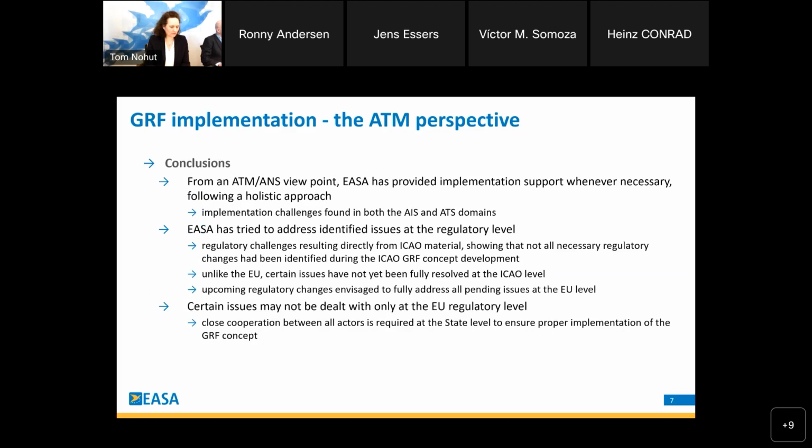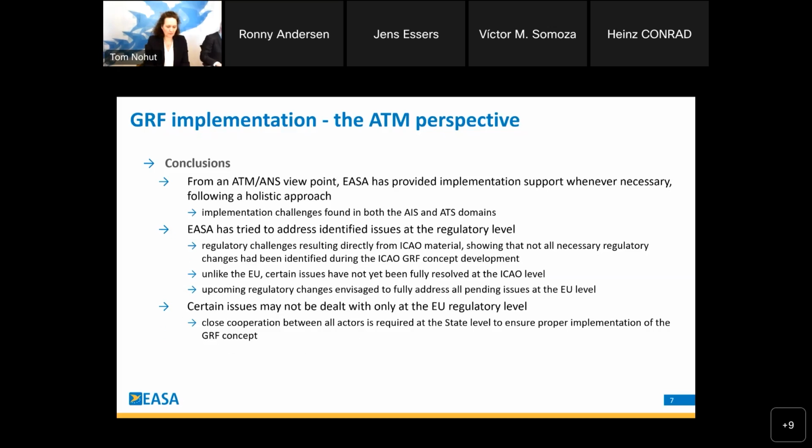From our perspective, the conclusion is that we have tried to provide the implementation support following a holistic approach. We have seen the challenges both in the AIS part and the ATS domain part from the GRF perspective. So we have tried to address the issue at the regulatory level. We have also tried to communicate to ICAO some areas for improvement. And as I mentioned before, we see some regulatory changes envisaged in order to close the loop from the ATM perspective and address all the necessary aspects.